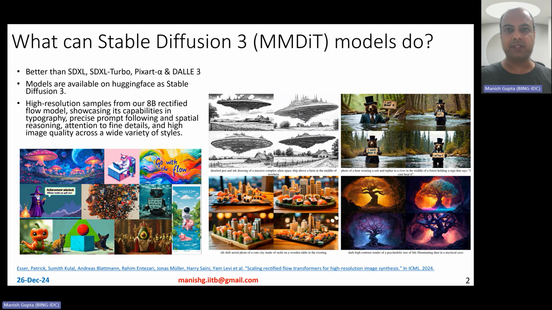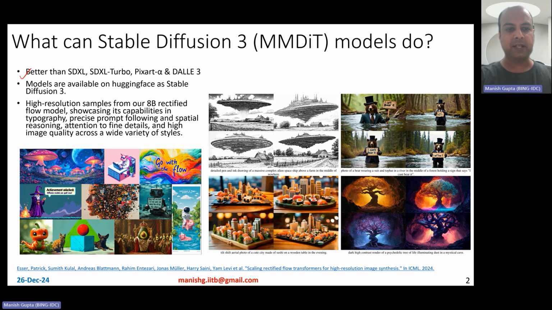So what can Stable Diffusion 3 based on this MM-DiT architecture do? Well, it's an image generation model, as I mentioned, and it is better than Stable Diffusion XL, Stable Diffusion XL Turbo, PixArt Alpha, and DALL-E 3 models. These models are, of course, also available on Hugging Face as Stable Diffusion 3, and you can basically download and use them. They can generate, as you can see across so many pictures, high resolution samples from an 8 billion parameter model. So it's an 8 billion parameter model, gives very high resolution samples, can lead to very good typography.